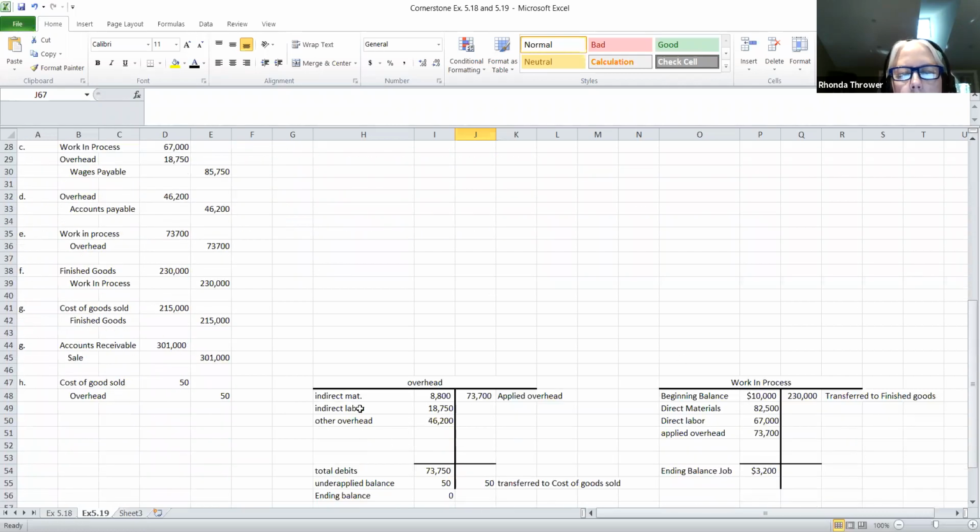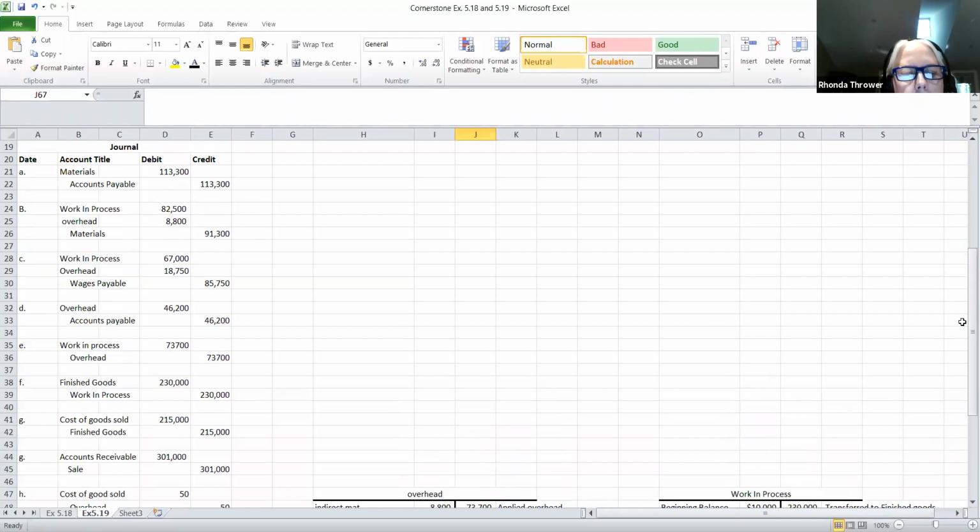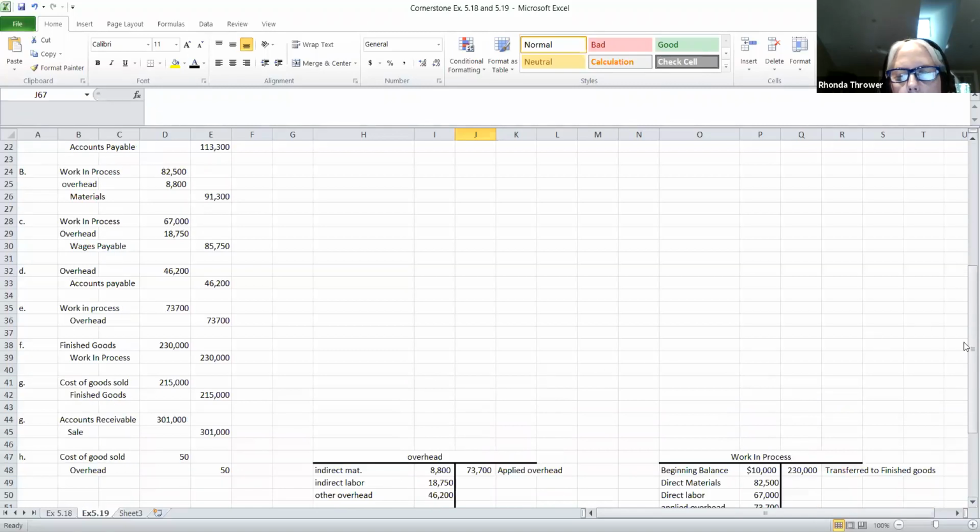And so I've created a ledger account here. We'll have to look at it to see if there was any underapplied balance left over in the overhead account at the end of the period, or if there was an overapplied balance. The way we do that is we keep a T account of our overhead, and we record all the things that have happened to the overhead account down to transaction G.